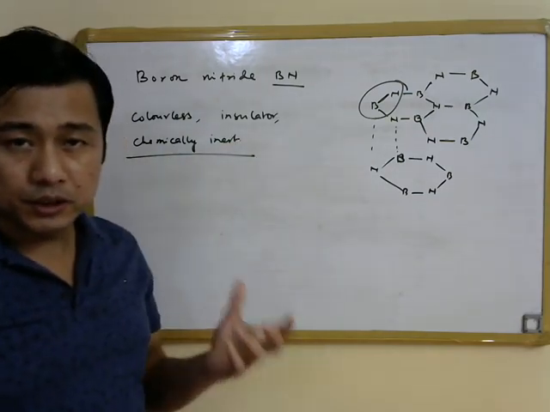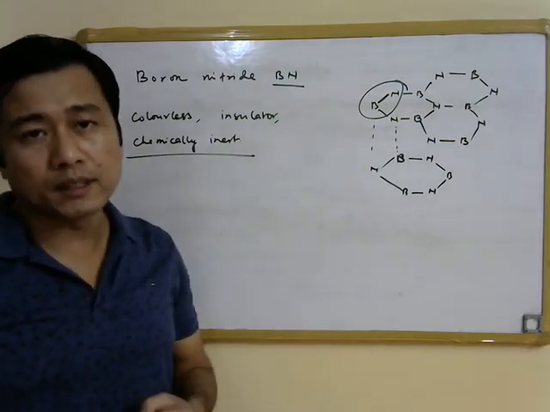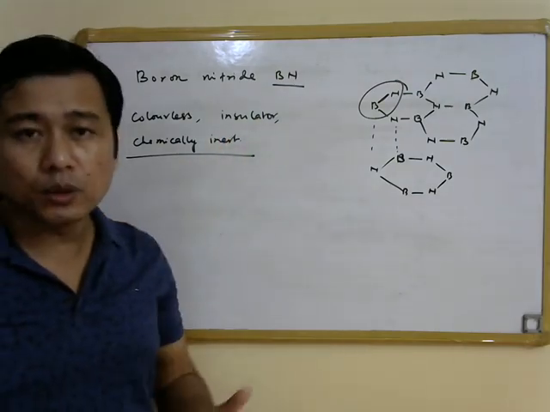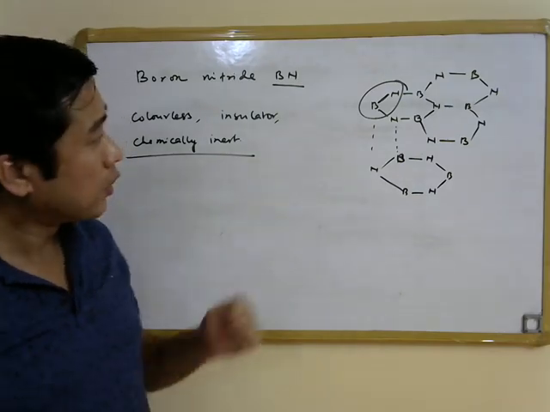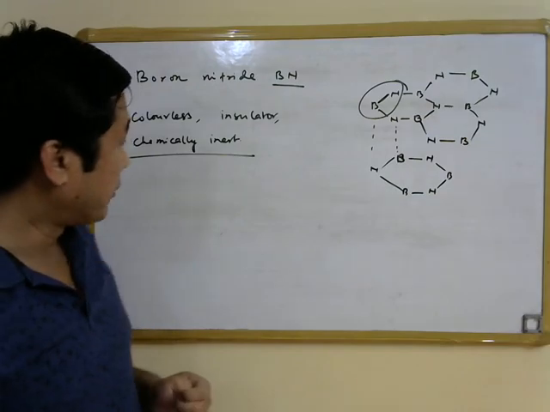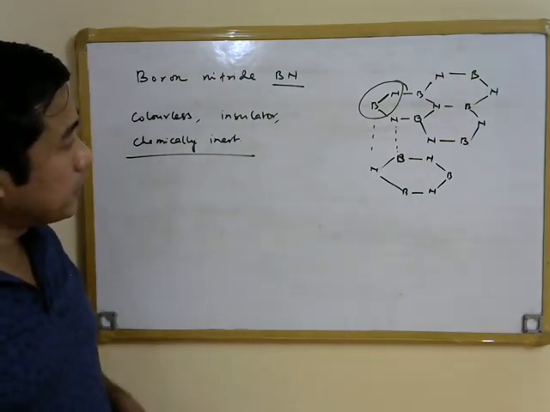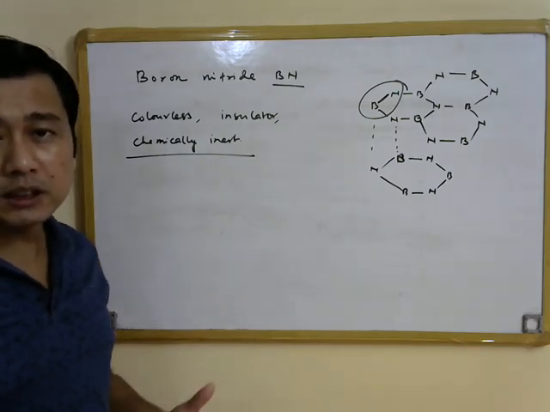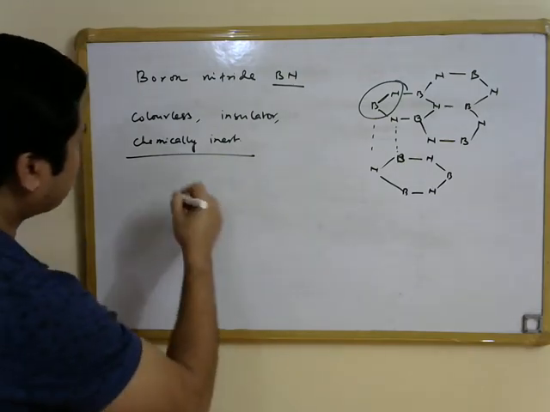Unlike graphite, which is not chemically inert and undergoes many reactions because of the sp2 carbon atoms, boron nitride does not undergo chemical reactions even under many harsh reaction conditions, and it reacts only with elemental fluorine. Because of these properties, boron nitride is used as a lubricant at high temperature or in conditions where high temperature is involved.